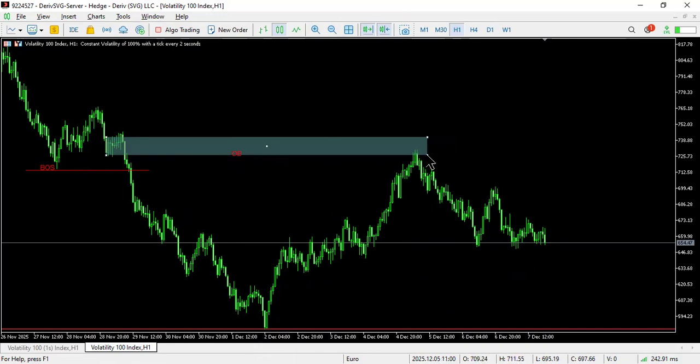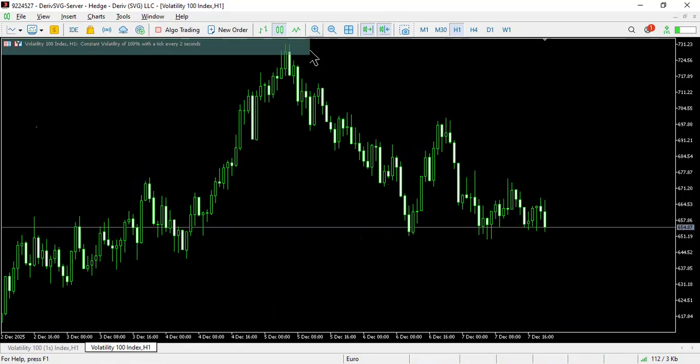So you have to be very patient with these volatility indices. Don't think that price has left you. Just be patient, wait for price to go and mitigate your area of interest or point of interest. Like this move, I waited for this move last week before price stepped in here. So you have to be very patient.